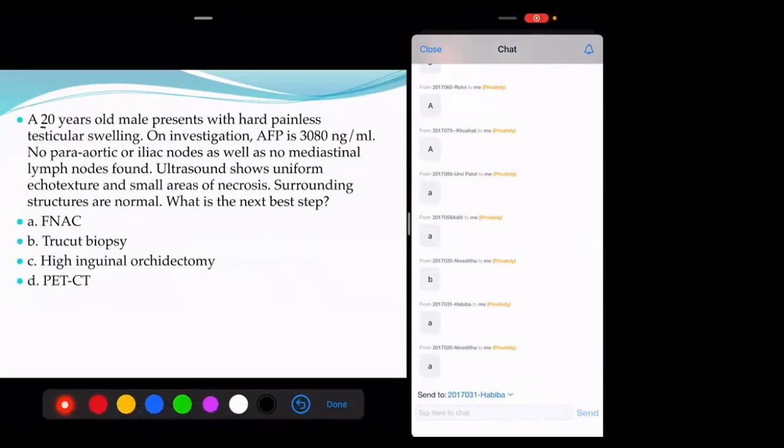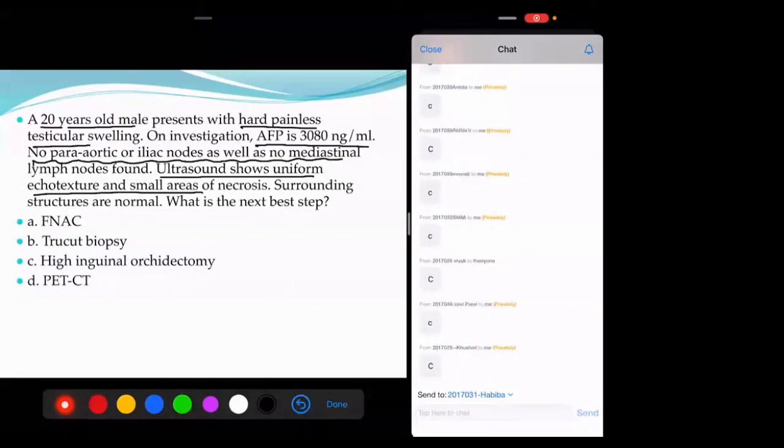See, a young male with a hard painless testis, alpha fetoprotein very, very high. The para-aortic lymph nodes are not involved. Ultrasonogram shows there is a tumor. Now tell me, what is your next step? We are clinically sure it's a case of testicular tumor. We are radiologically sure this is a case of testicular tumor. Now what do you want to do?